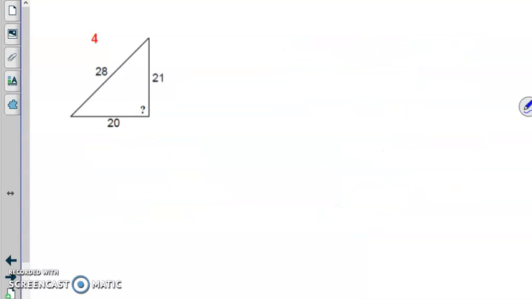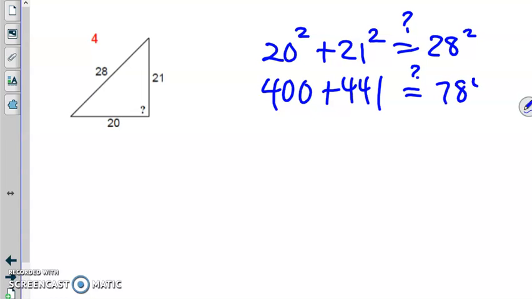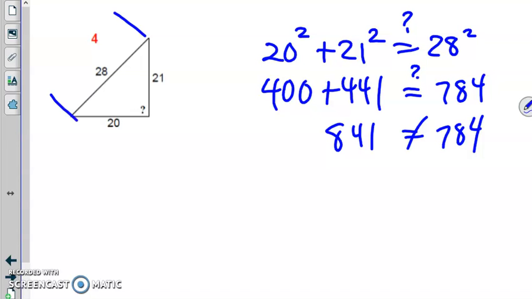And then the last one. You're going to have to help me on this one, 28. So 20 squared plus 21 squared, does that equal 28 squared? That's 400 plus 441. Help me out. 28 squared is 784. So this is 841. Definitely not equal to 784. So that means that this area here off the longest side is going to be smaller than the sum, which makes this triangle acute.